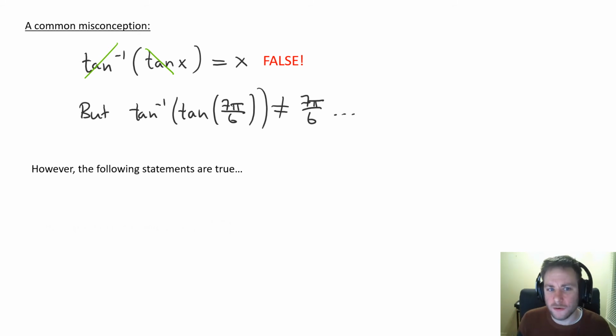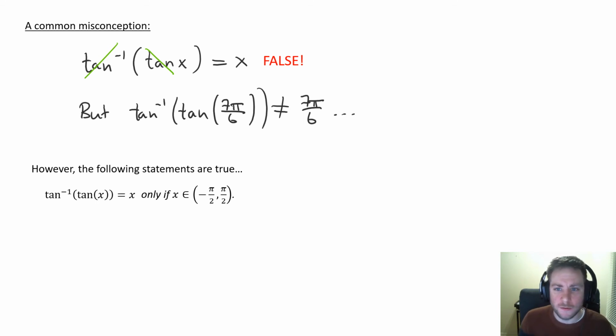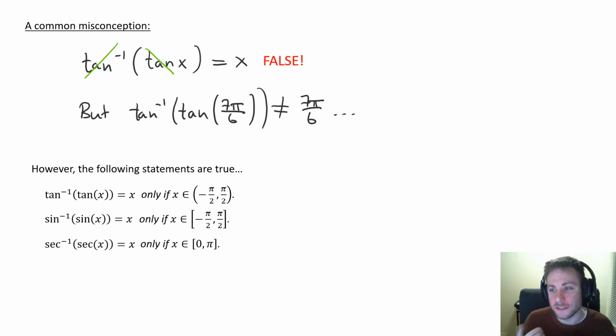So as long as x represents a value which is in that interval, then tan inverse is capable of providing that x value as an answer, which would make for a valid cancellation of the inverse functions in that case. A similar comment applies to inverse sine and inverse secant. We can cancel the inverse functions like this only when the input belongs to the appropriate domain.